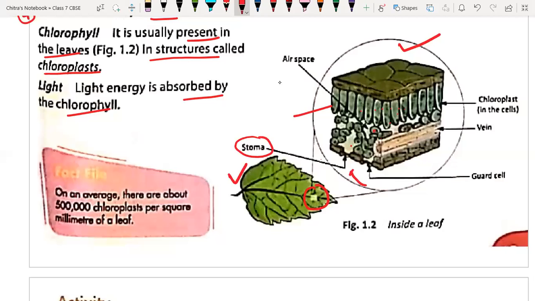They absorb carbon dioxide and release oxygen from the stomata only. Here we have two guard cells which control the opening and closing of the stomata. And here we have different veins in order to transport the food and water. And this is the chloroplast. As you can see here, the dotted structure inside it is called the chloroplast.